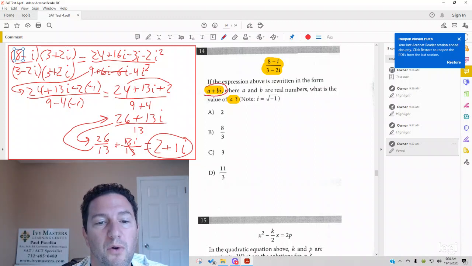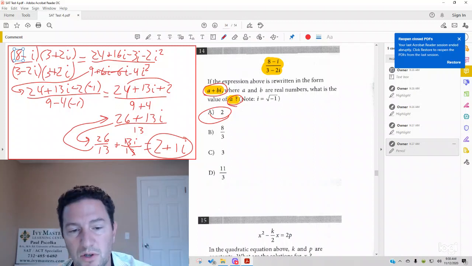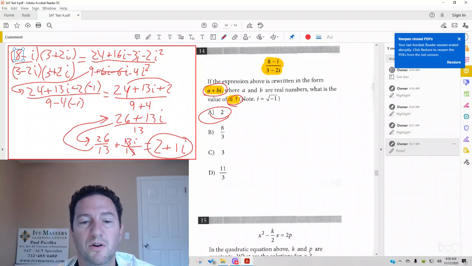It's asking for the form a plus bi. Now we can see what corresponds. a is 2, b is 1. It's asking for a. We said a is 2. Mark your answer, 2. And you are correct.